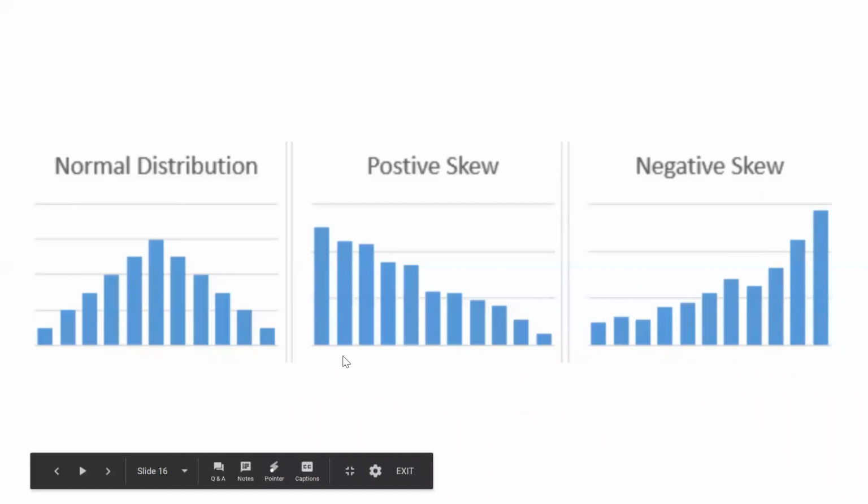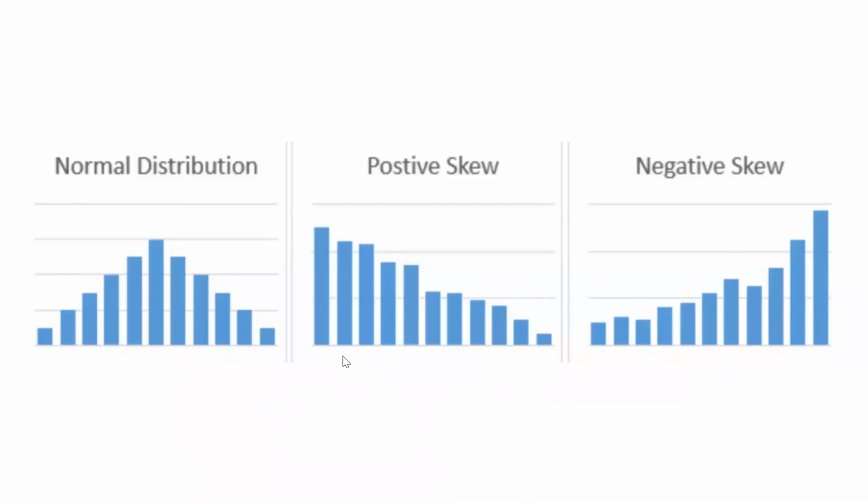Now this used to totally confuse me, because in my head it would make more sense for this to be negatively skewed because there's more people down here. But that's not the way it works. Remember the trick? The skew is in the skinny. The skew is in the skinny.